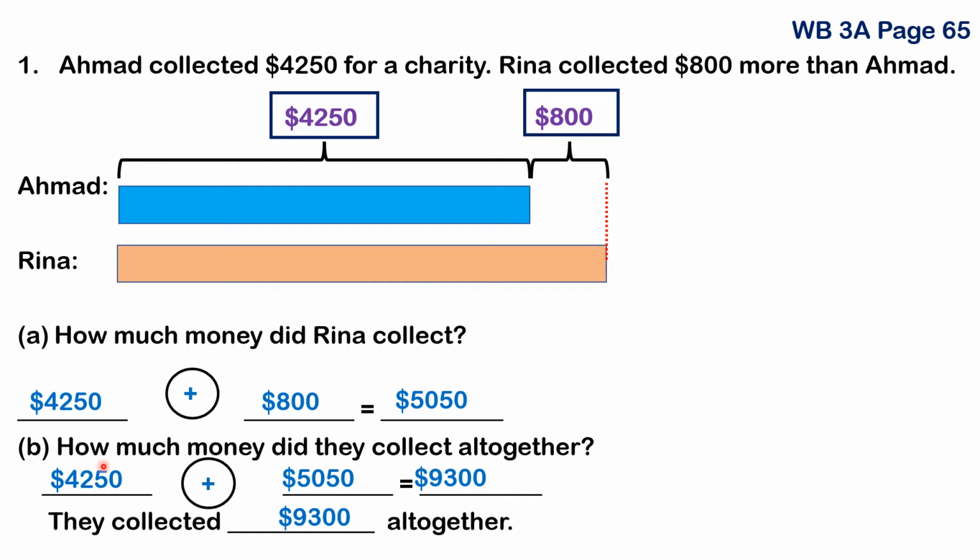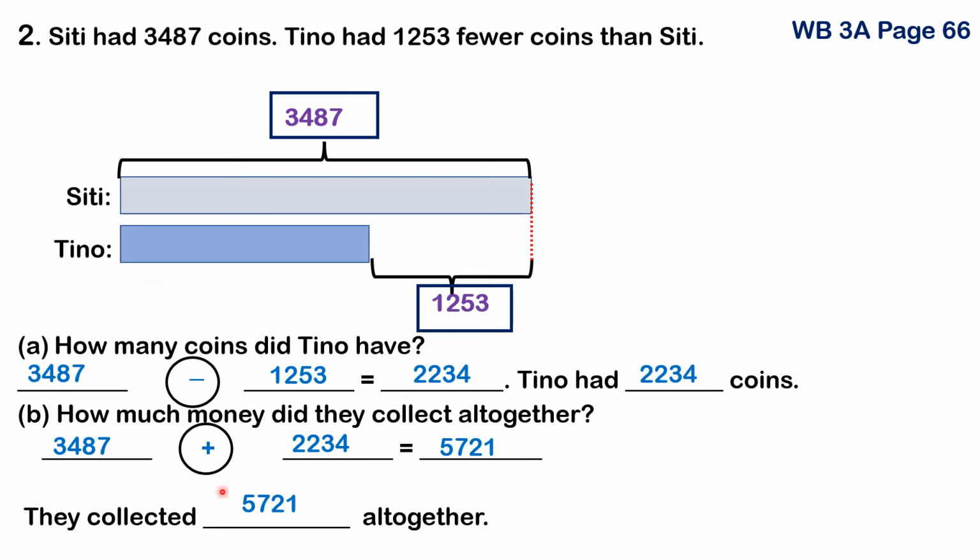And question B, how much money did they collect together? Okay, so altogether means that we have to add. So this is Ahmad's money, which is 4,250, add with Rina's money, which is 5,050 to get 9,300. So Ahmad and Rina collected $9,300 altogether.